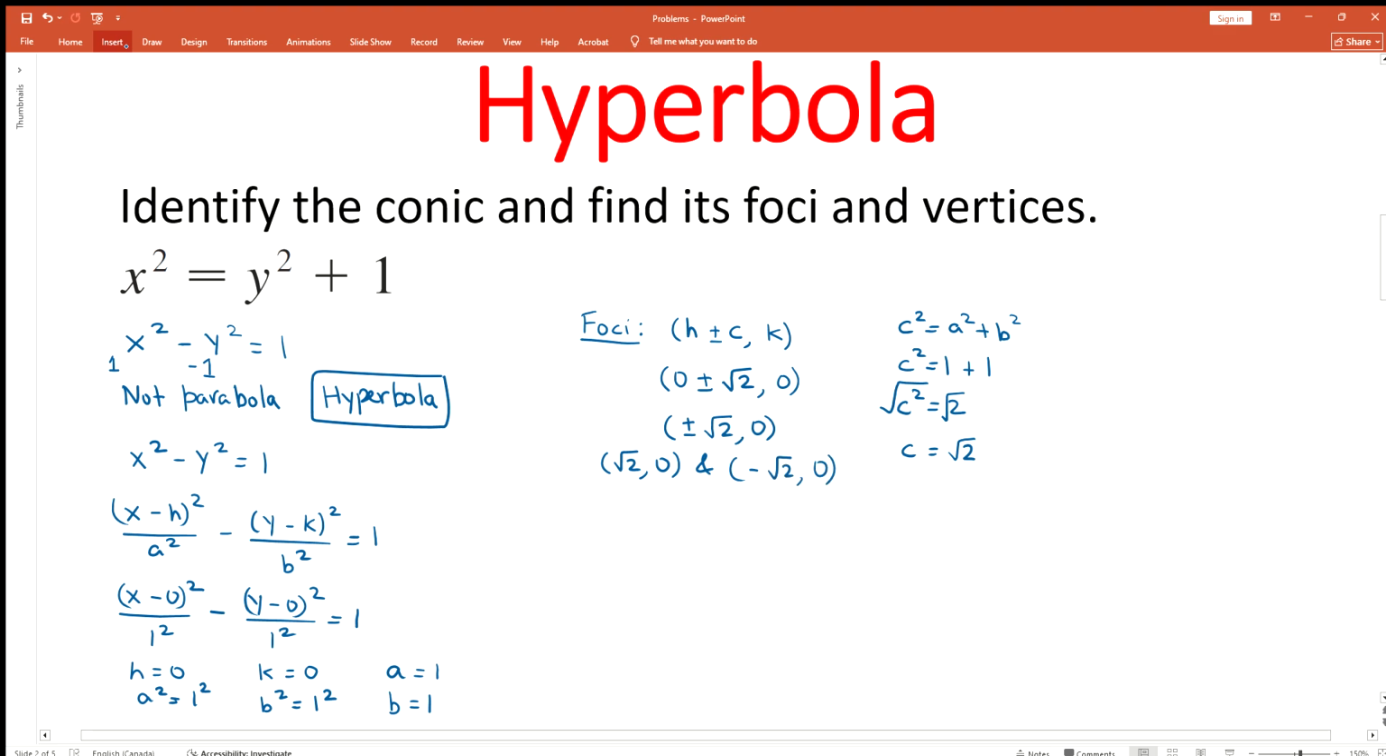Next we can find the vertices of this hyperbola. For a hyperbola whose curves are side by side, the vertices are h plus minus a, comma k. We can sub in the values. h is 0, a is 1, k is 0. So the two vertices are 1 comma 0 and -1, 0. So these are the steps you have to keep in mind to solve this problem.